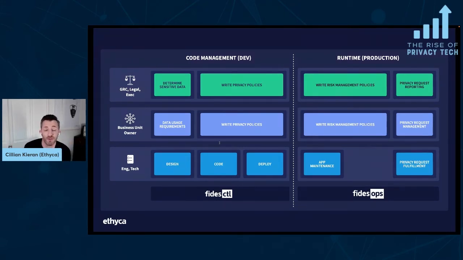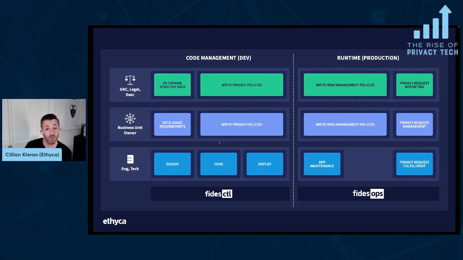The next row is maybe the business unit owner, or what you might call a product manager, product owner, or feature owner. So someone who's responsible for understanding how data might be used and writing some additional policy information. And then you've got engineering and technology teams who are responsible for designing, coding, and deploying things. So the FIDES control tool is available to all of these teams to perform different tasks.